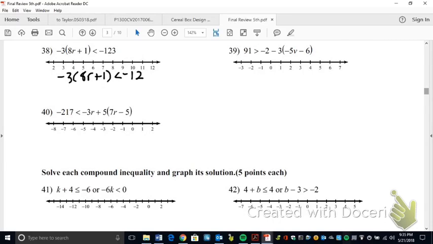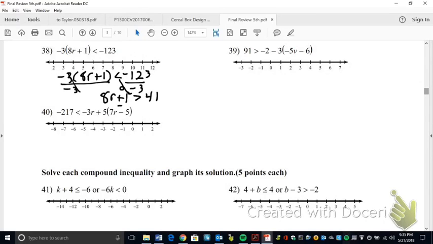Apparently I'm doing 38. So, here's where things get a little interesting. Now notice my first step here. My first step is I'm going to divide by a negative 3. Now this is the one time when we can't treat that inequality sign just like an equal sign. If we ever divide by a negative or multiply by a negative, we flip the sign. So now instead of 8r plus 1 is less than negative 41, we have 8r plus 1 is greater than 41.